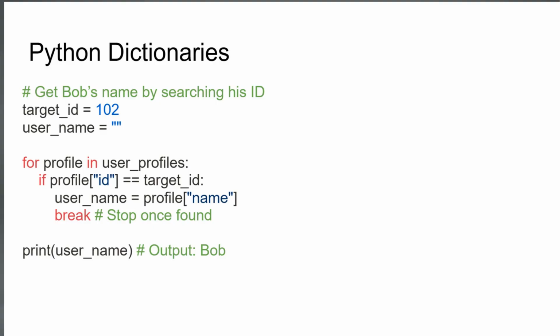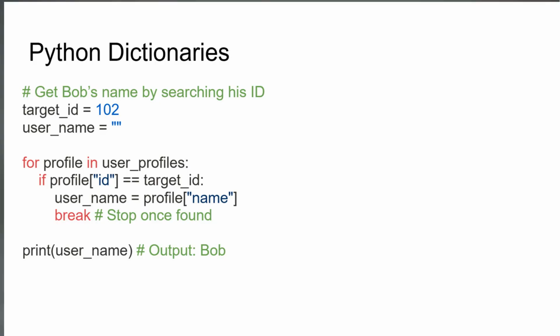But we also can do a search. And a search would look like this, where the ID I want to look up is 102. I could set the username to none or just not even define the username initially, as I have in this example. And then for profile in user profiles, if the profile ID is equal to the target ID, so if it equals 102, then I'm going to set the username to that profile name, and I'm going to do something called break. So you notice things are indented here, and then print is out.